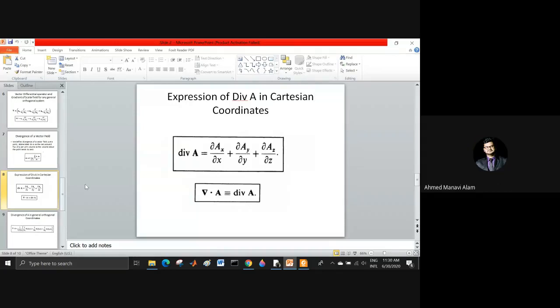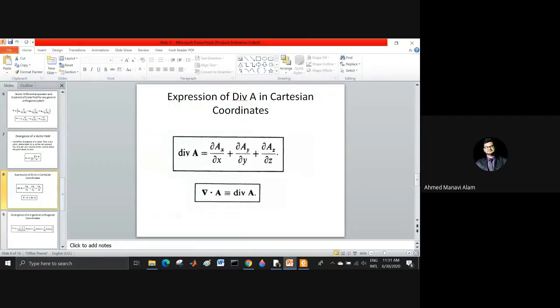The topics in the last class were the gradient of a scalar field and divergence. These were the two topics we covered in the last class. About the gradient, we understood that it is a way of making a scalar quantity into a vector quantity, and the divergence is a way of making a vector quantity into a scalar quantity.